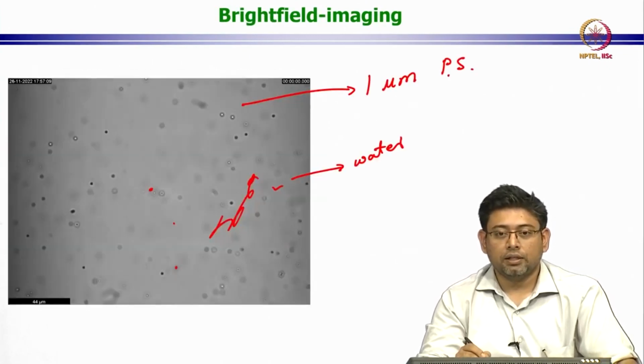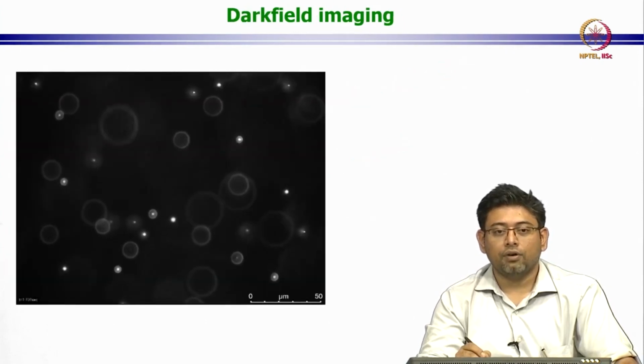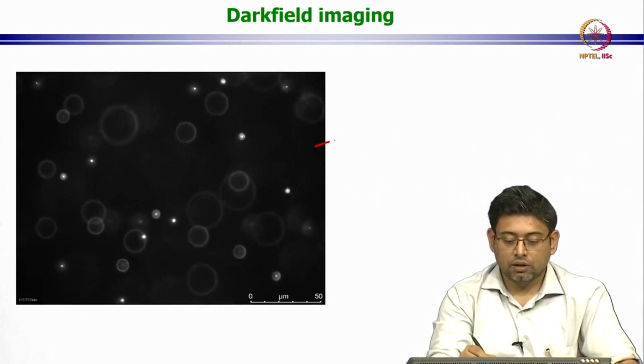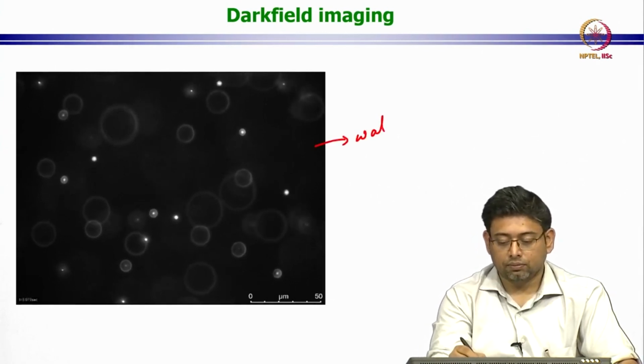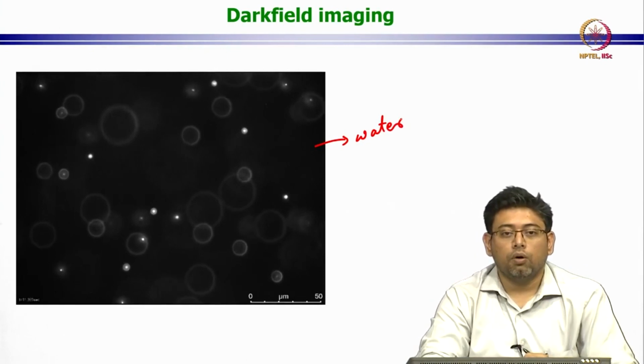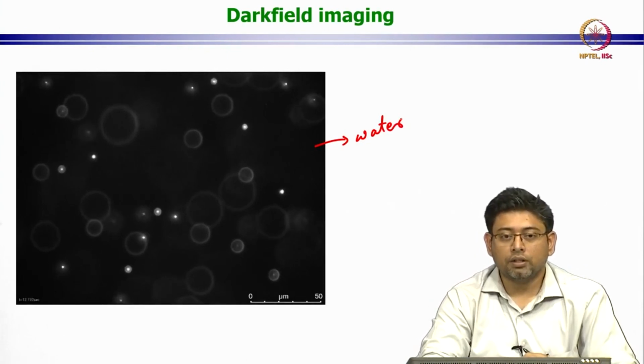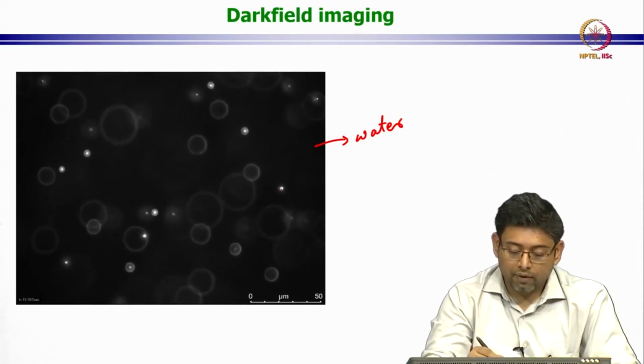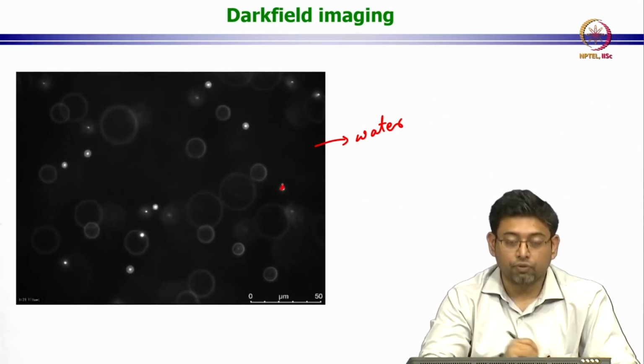Here this is bright field transmission light microscopy, and now you have dark field imaging, and in this case this dark is now your water. So the water does not interact much, and hence there is no signal there. All you have are signals from these particles that are moving, right.